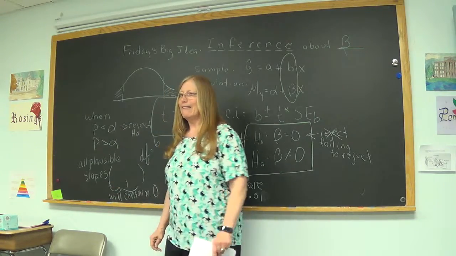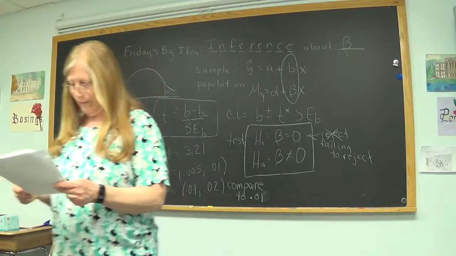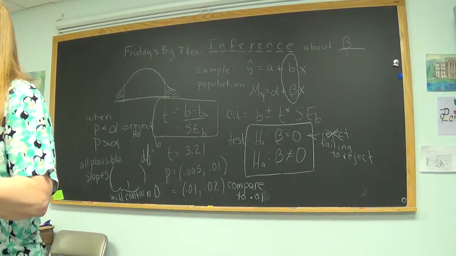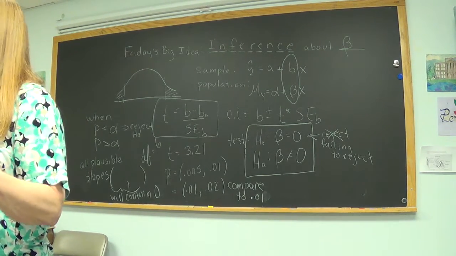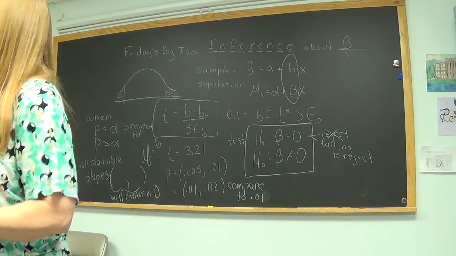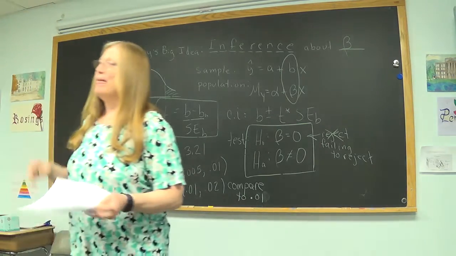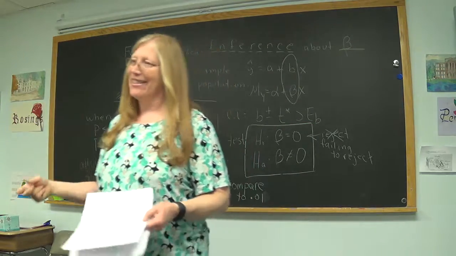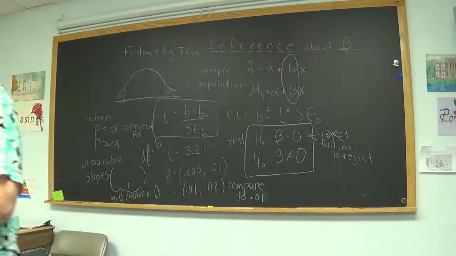So if I said it does include 0 because we accept the null hypothesis, which says b equals 0, right, well I would mark that wrong. That's a point I would take off because of "accept." You'd have to say fail to reject. You'd have to say fail to reject.